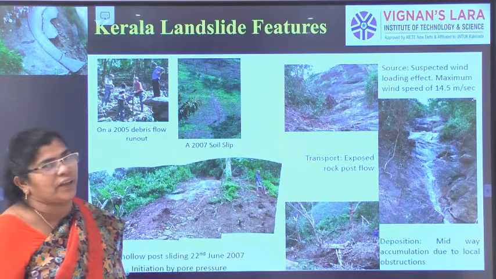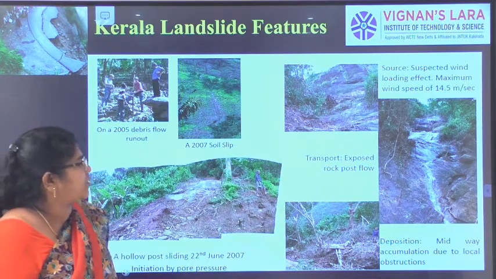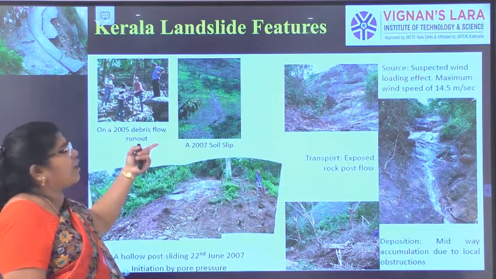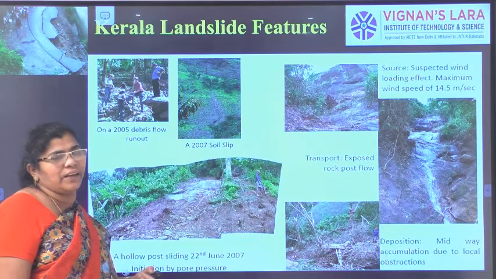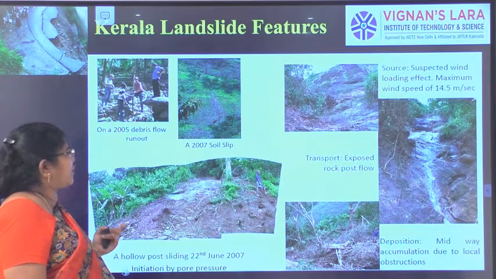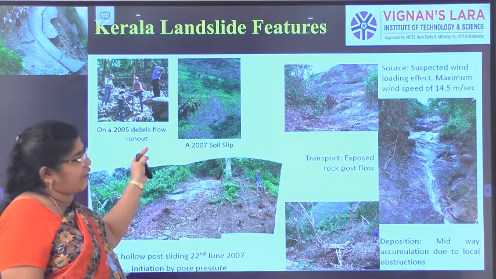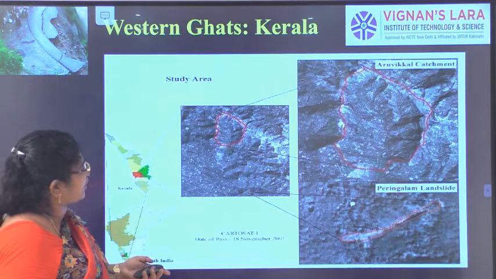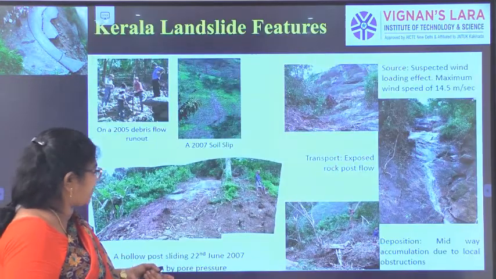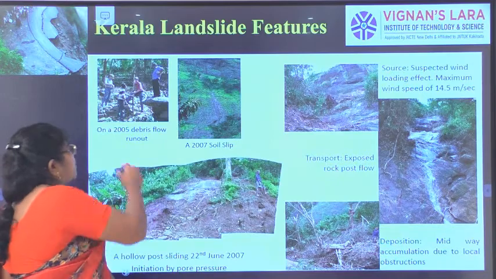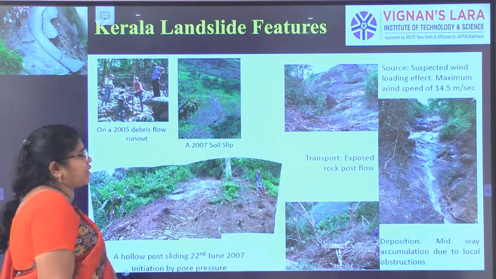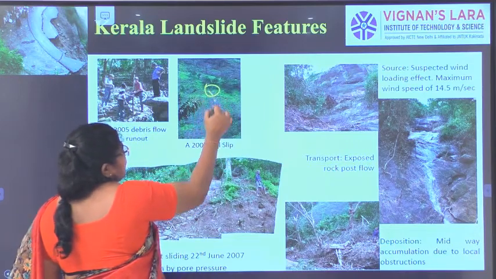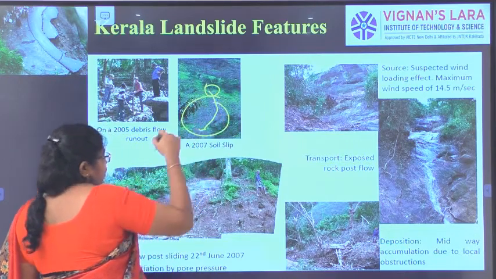So what would have happened after a landslide? In 2005 there was a debris flow. Already there was a flow of debris, and due to landslide also there was a debris flow in 2005. We are finding out what happened in the year 2013. In 2005 itself there was a debris flow and runoff. In 2007 there was a soil slip, movement of the soil. Here you can see this movement of the soil.